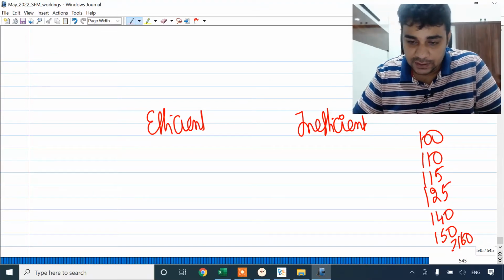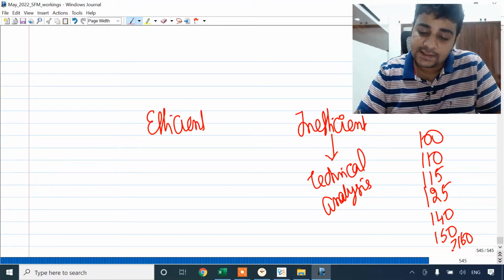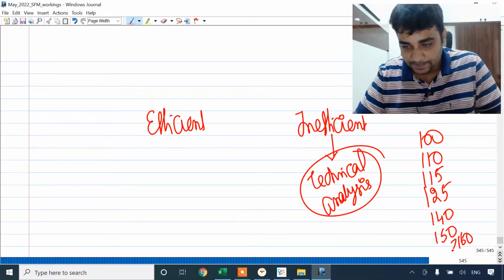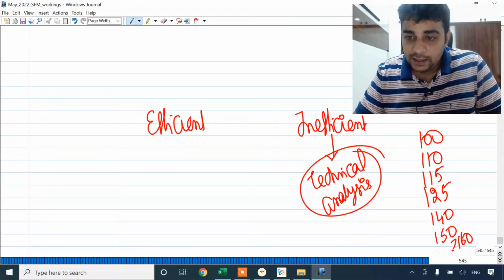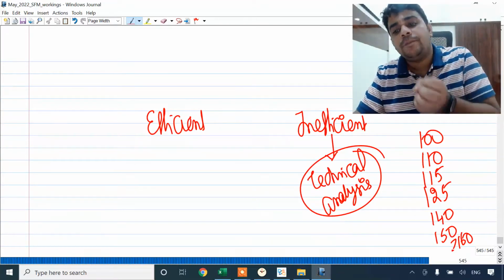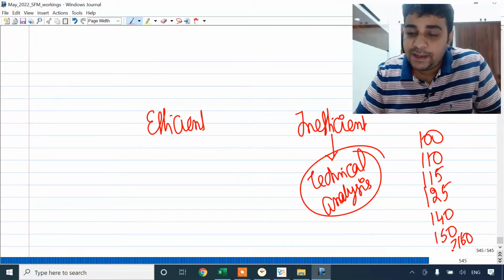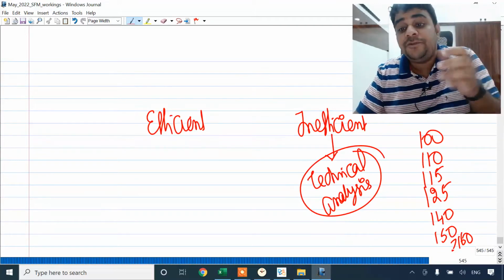Inefficient market is what technical analysis thrives on, because technical analysis basically says there are past trends and these past trends are likely to continue in future. So if your past information is going to predict what is going to happen in future, that is basically a scenario of an inefficient market.